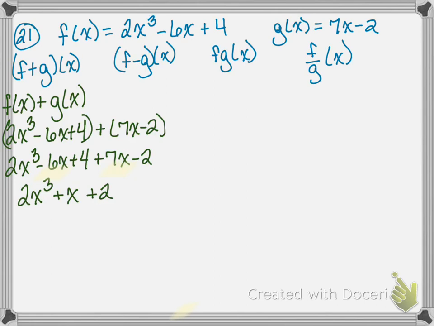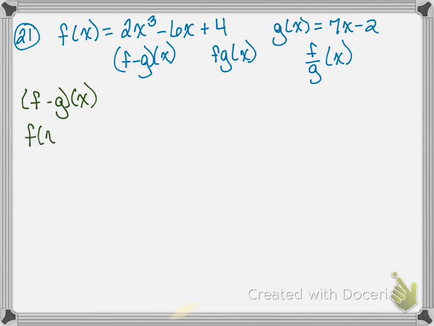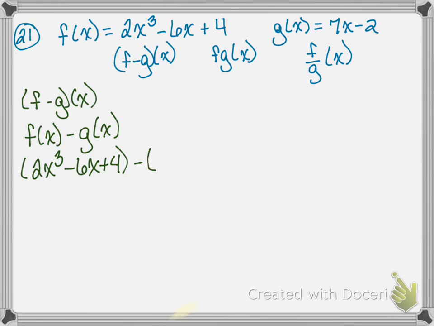Now, just for the sake of space, I probably need to erase this because I did not account for enough space on this. So I'm going to erase this right now, and then we're going to do f minus g of x. So we are doing f minus g of x. And what that means is f of x minus g of x. Okay, so f of x is 2x to the third minus 6x plus 4. And we are subtracting g of x, which is 7x minus 2.